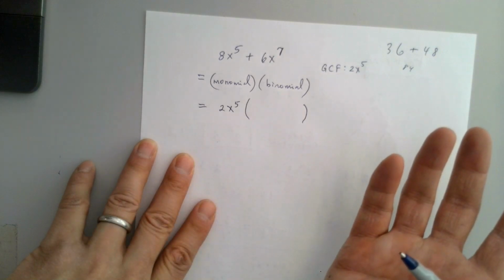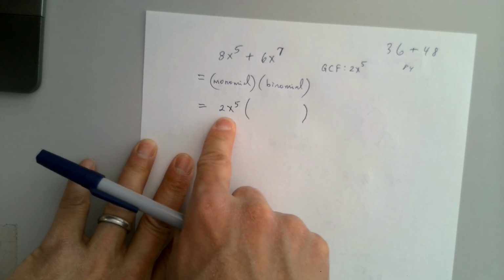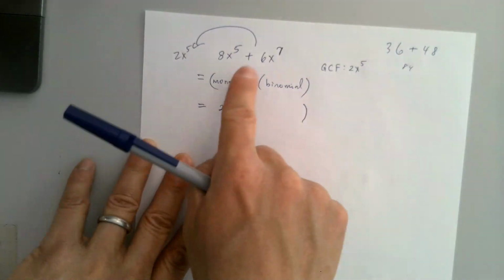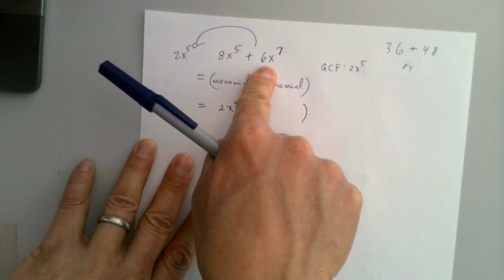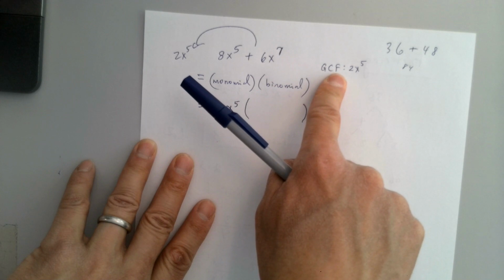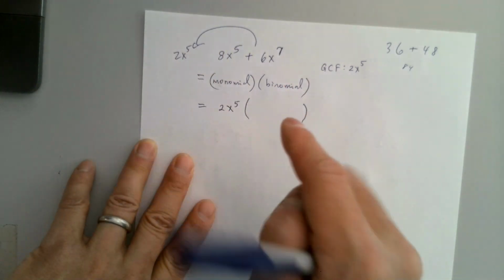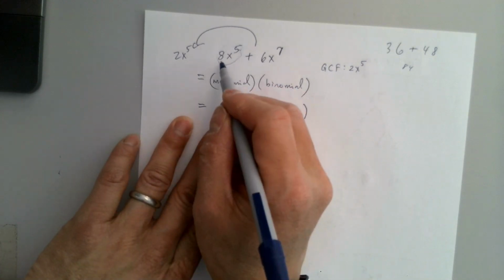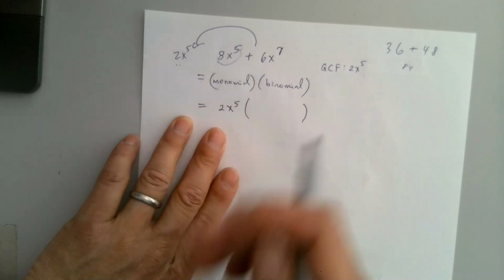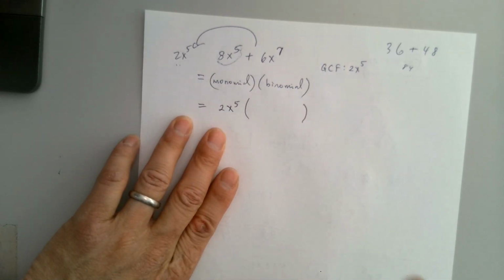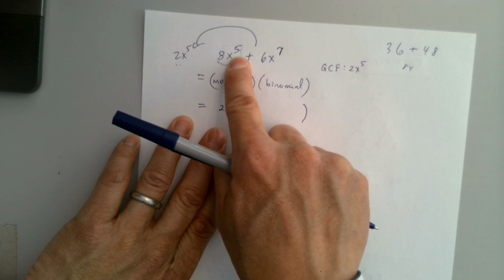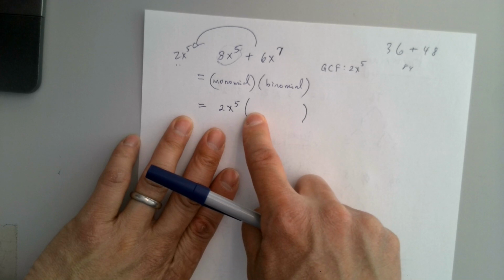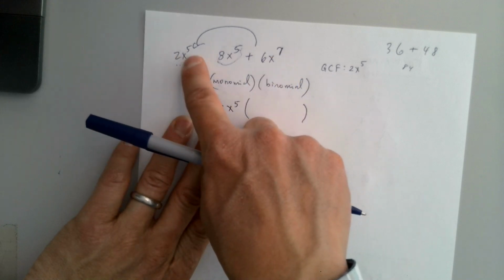Now, how do I find this other binomial? Well, I just took 2x to the 5th out of each of these terms. Since that's the GCF, I can do that. And the leftover will be whatever is left in these terms after I take out the 2x to the 5th. Now I'm using this phrase take out, but what I really mean is when I divide 8x to the 5th by 2x to the 5th, what remains? When I divide 6x to the 7th by 2x to the 5th, what remains?